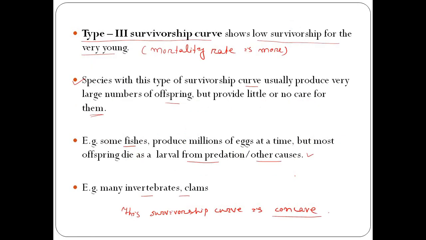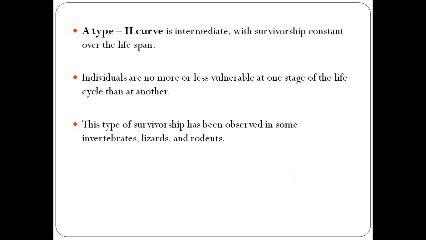Now let's talk about the type 2 survivorship curve. Type 2 survivorship curve is an intermediate one with survivorship constant over the lifespan. So here the mortality rate is equivalent to the natality rate. Individuals are no more or less vulnerable at one stage of the life cycle than another.